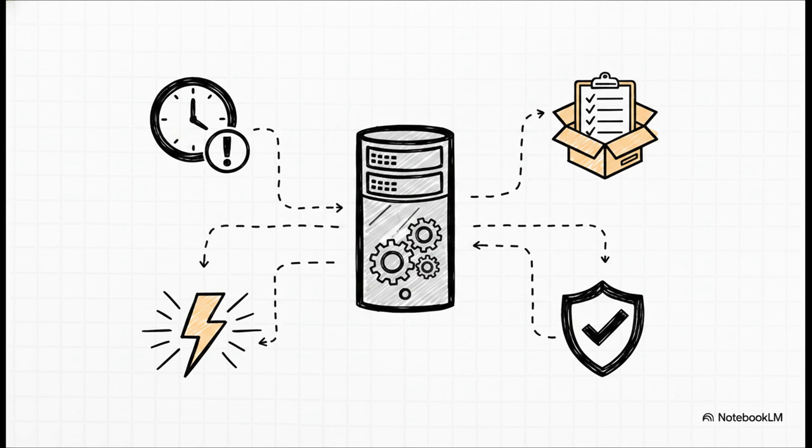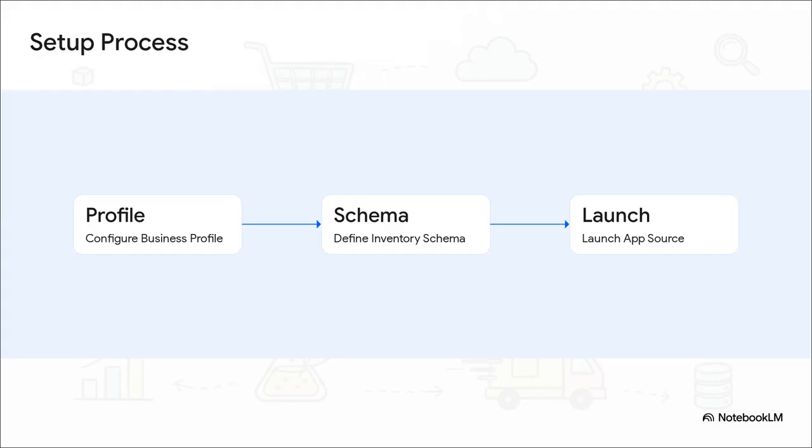And technically speaking, it's powered by a local node server anchored by a file named server.js, utilizing JSON data persistence. What does that mean in plain English? It means it's incredibly fast, lightweight, and reliable, and it's backed by comprehensive tests to ensure everything runs perfectly day in and day out. Setting this up for a new client follows a highly organized, clean logic. Step 1, configure the business profile. Step 2, define the inventory data schema, basically deciding whether you're tracking brake fluid or tomatoes. And Step 3, launch the app source.